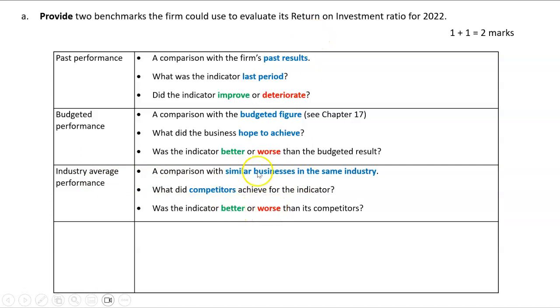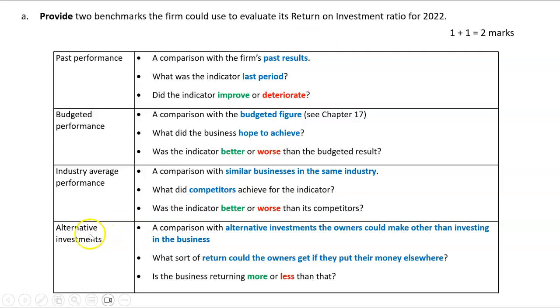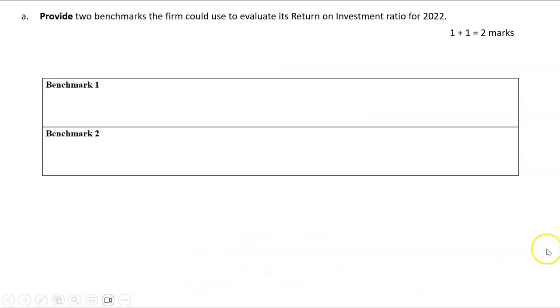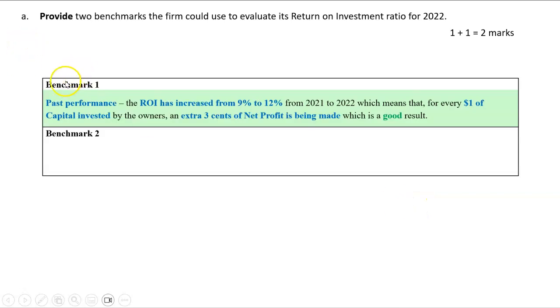And for ROI, because that's measuring the return on your investment, you could ask, what else could we have invested the money in? What are the alternative investments? Did we even have to put the dollar of capital into a business? Could we have bought a property or invested it in shares or whatever? And is our business returning more or less than that? It doesn't matter which 2 here, but I went with past performance first, only because we have data on it. The ROI has increased from 9% to 12% from 2021 to 2022, which means we're making an extra 3 cents of net profit for every dollar of capital put into the business by the investors, and that is a good result.